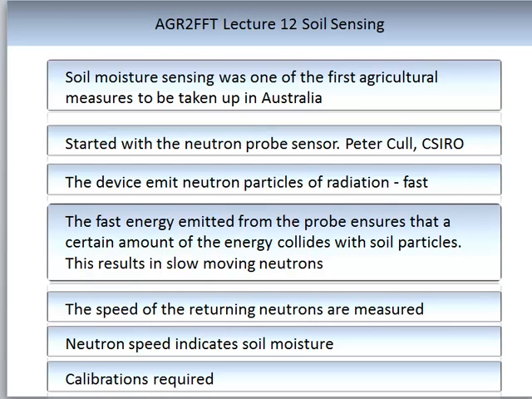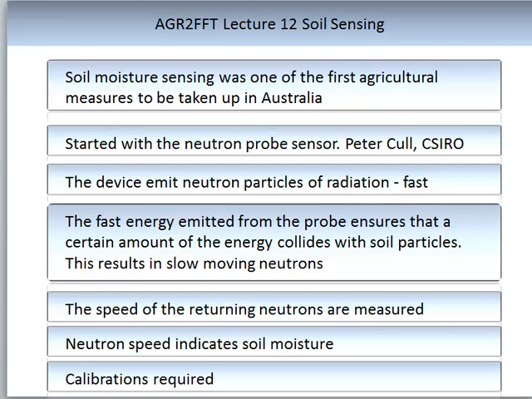The device works on a simple concept. It emits neutron particles of radiation. One of the features of neutron particles of radiation is that they move very fast and they can be easily measured. The fast energy that is emitted from the probe ensures that a certain amount of energy collides with a soil particle. This results in the slowing down of the neutrons. There is a relationship between the amount of moisture in the soil and how quickly the neutrons slow down. The speed of the returning neutrons is measured by the probe.